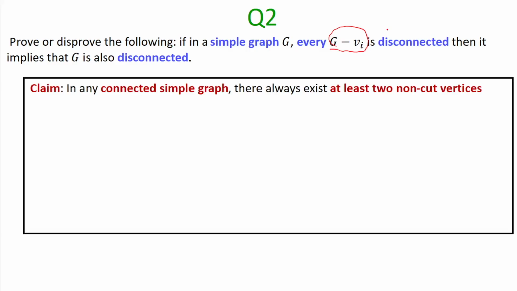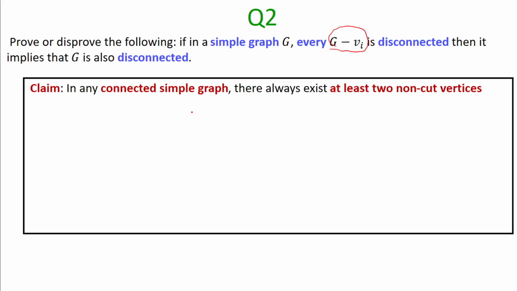To prove this, let us prove a related claim. So the claim is the following. If you take any connected simple graph, then there always exist at least two vertices, none of which is an articulation point. This always holds in any connected simple graph. I can always guarantee the presence of two vertices which are not cut vertices.